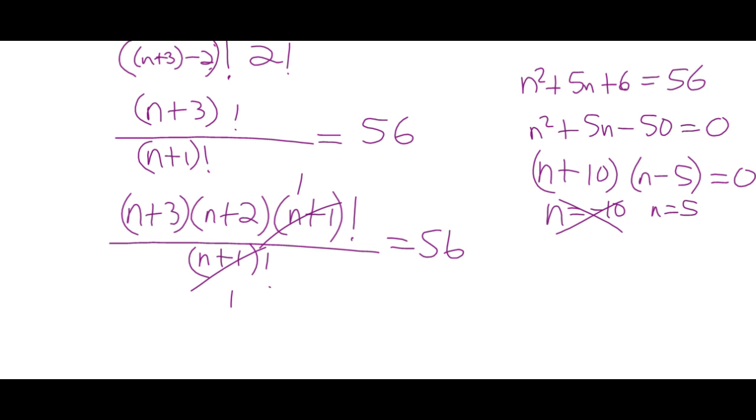So n is 5, right? Which means if you do 8 choose 2, right? It was n plus 3 choose 2. N is 5, 8 choose 2. Check it. You do that on your calculator, 8 choose 2 is 28. Okay, good. Yeah, it works.